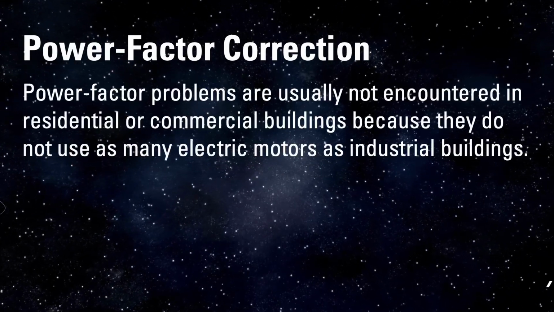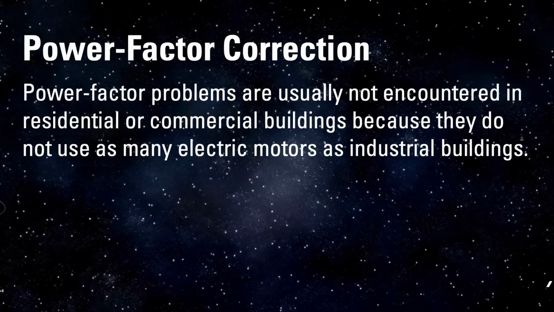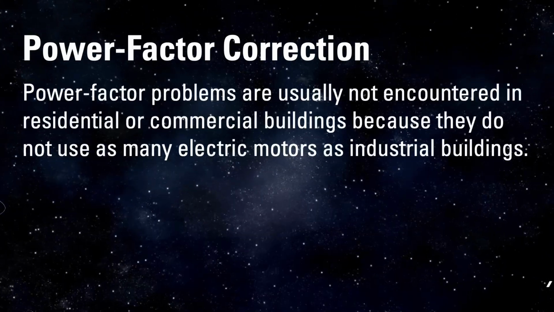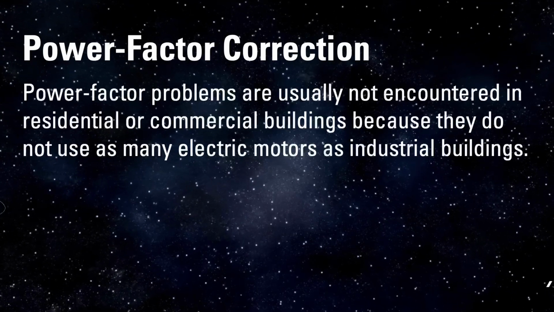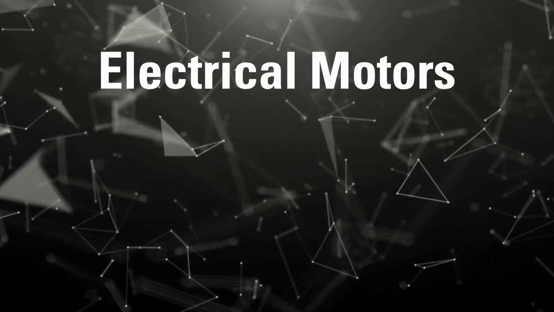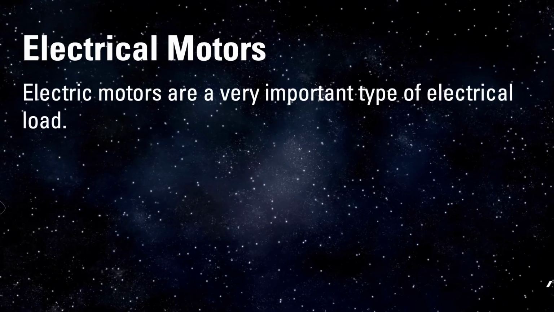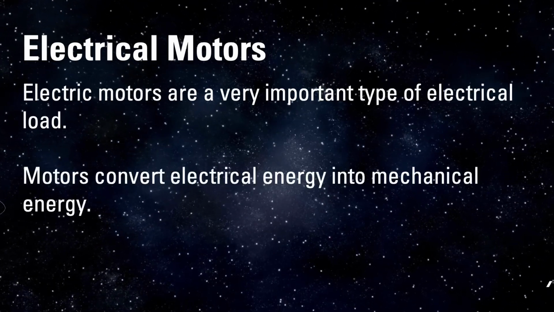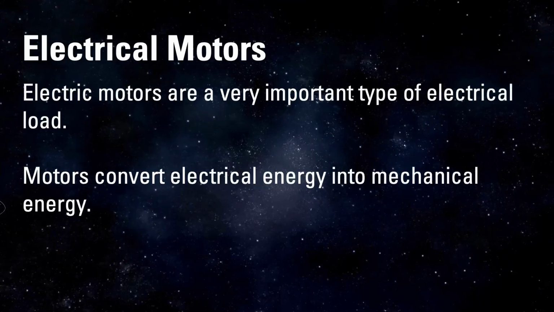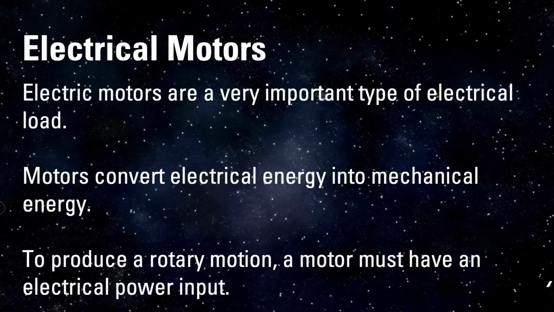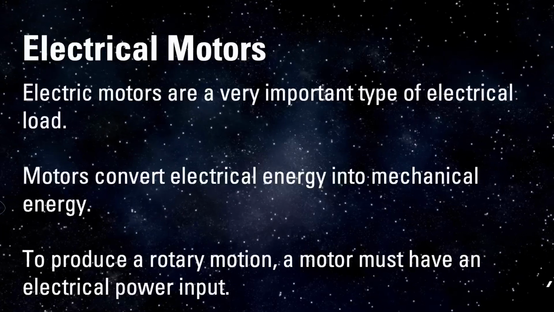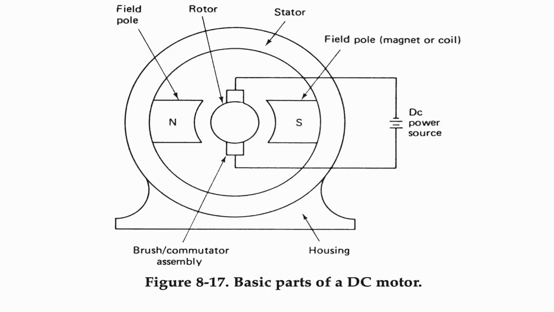Power factor problems are usually not encountered in residential or commercial buildings because they do not use as many electric motors as industrial buildings. We will now discuss electric motors. Electric motors are a very important type of electrical load. Motors convert electrical energy into mechanical energy. To produce a rotary motion, a motor must have an electrical power input. This figure shows the basic parts of a DC motor, or a direct current motor.